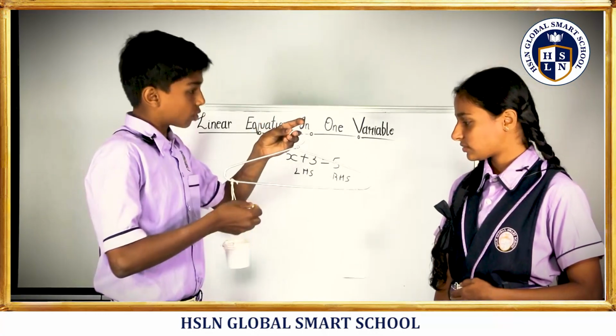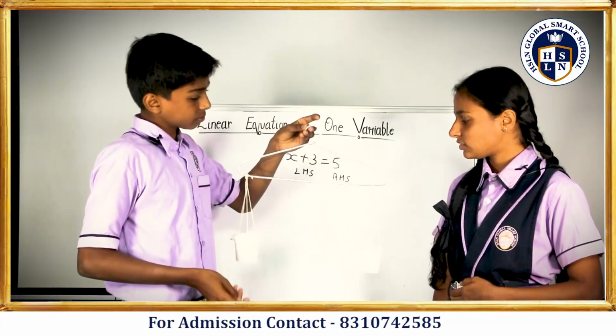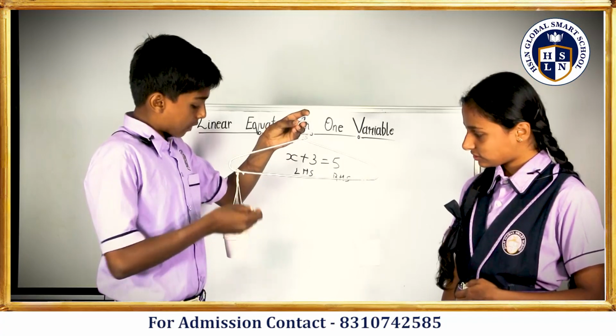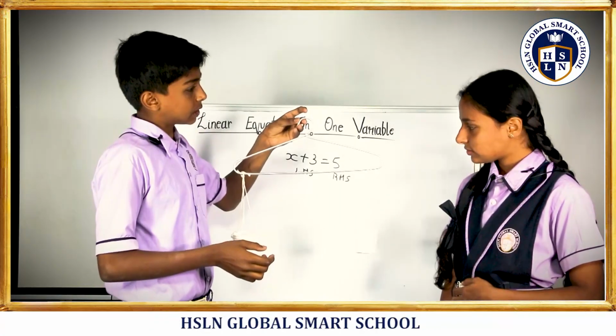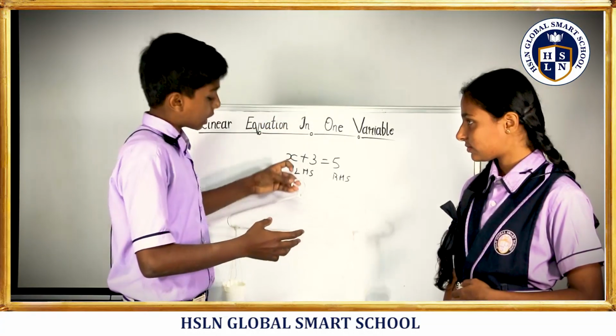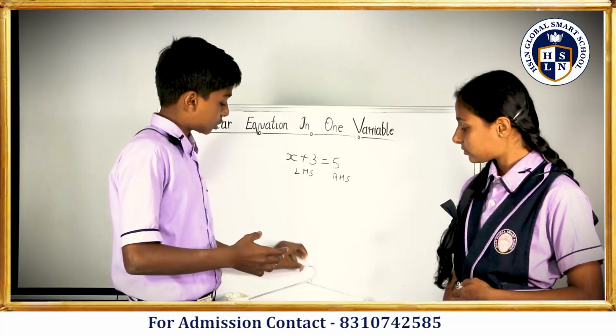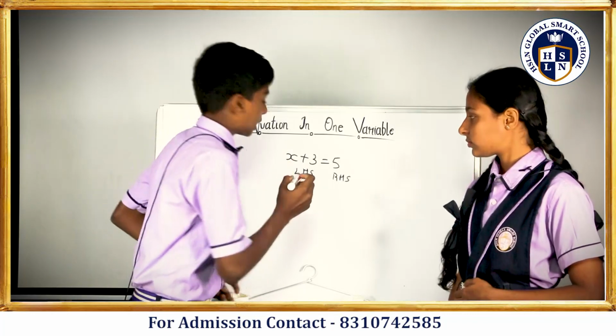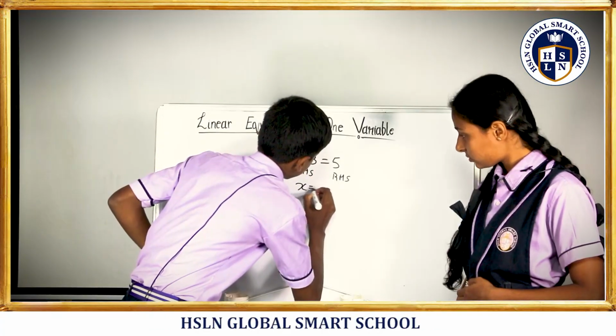See, is it balanced now? No. So I will add 1 again. Is it balanced now? No. I will add 1 again. Now it is balanced, yes, because the RHS side is equal to the LHS side. The RHS side is also 5 and the LHS side is also 5. So now the final answer is x equals 2.